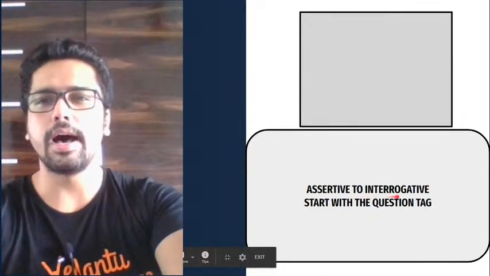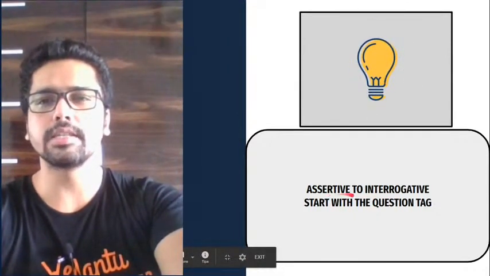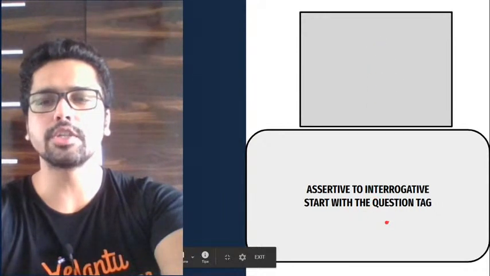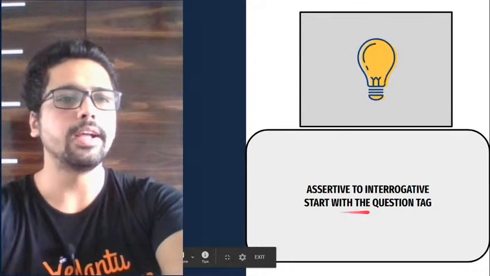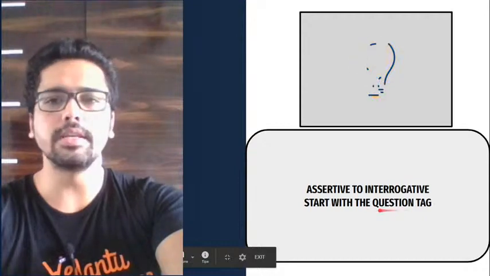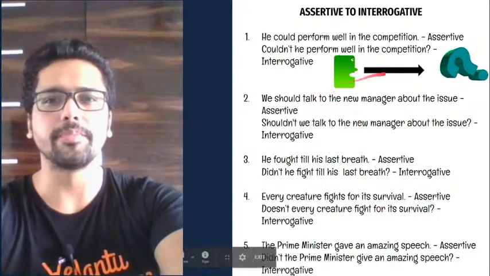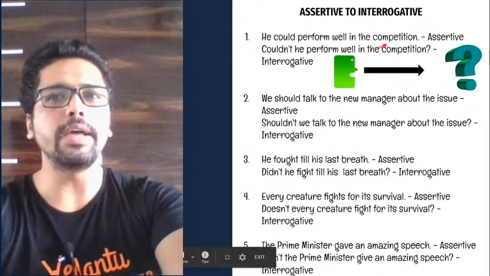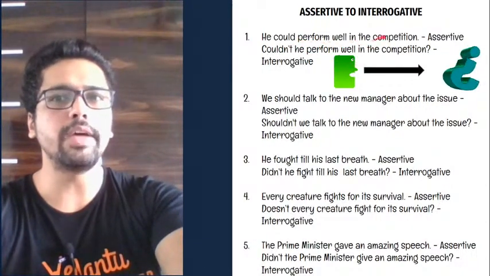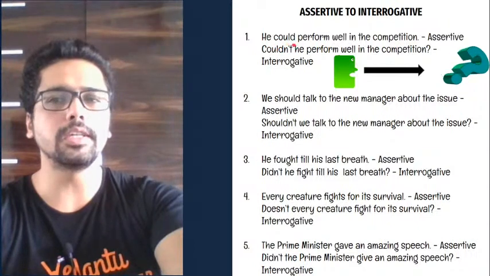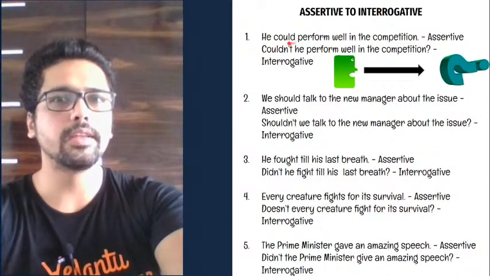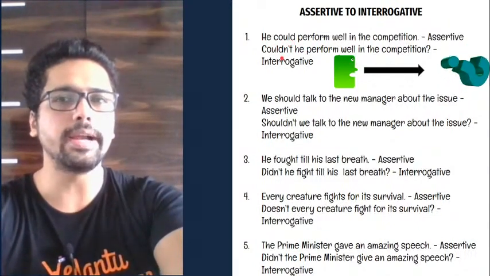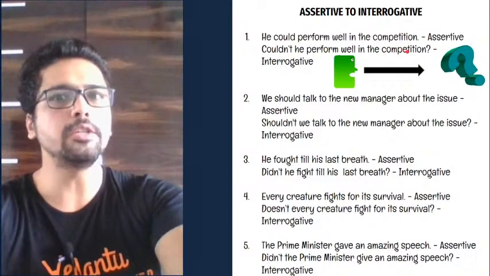Look at this here. Assertive to interrogative, the rule is that we start with the question tag. Look at these 5 examples we discuss here. He could perform well in the competition. So we can use a question tag using could. So could is positive, of course we'll make it negative. So couldn't he perform well in the competition?